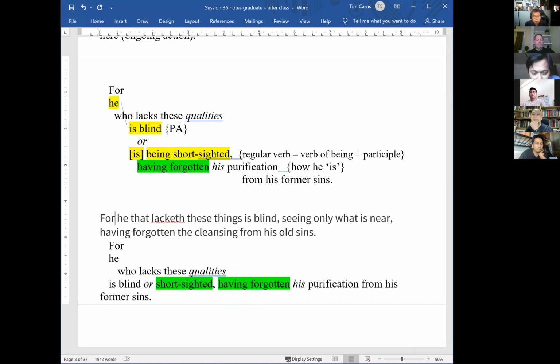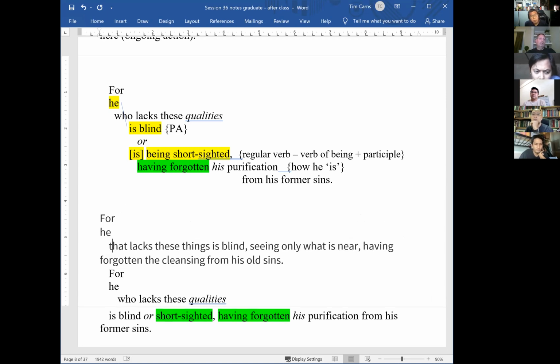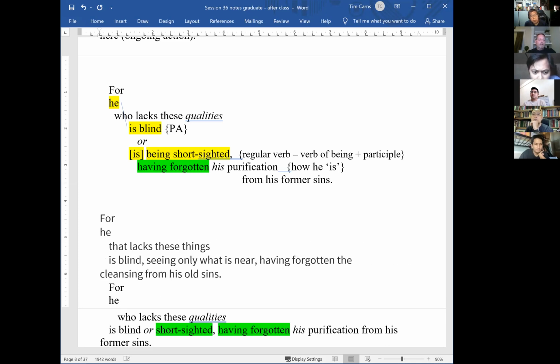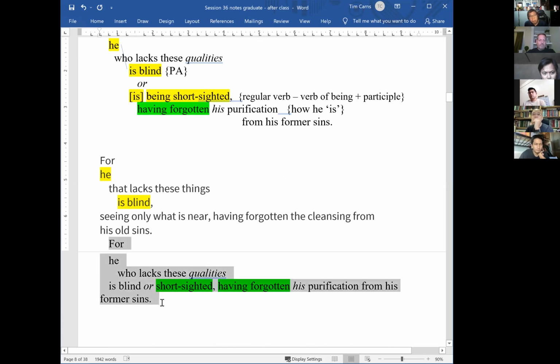This was a question I was asking, and I'm going to change "lacketh" to "lacks." All right, let's get into the 20th century here. He that lacks, and then the "that" here, it's he who lacks these things is blind. So far, so good. That's exactly what the New American Standard has. He is blind. Oh, and now notice the difference here.